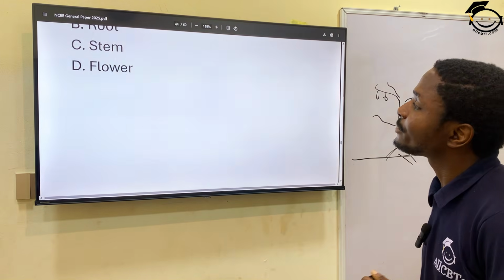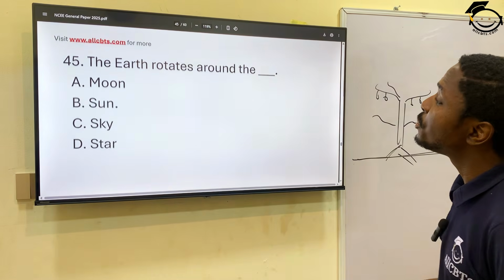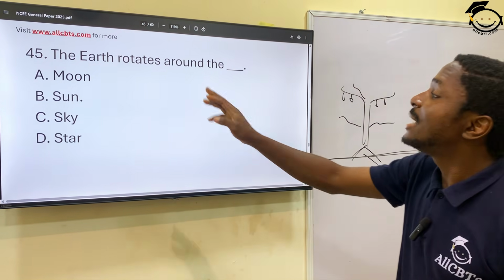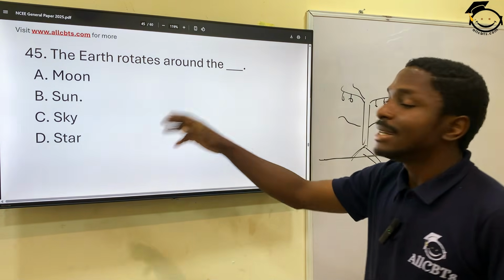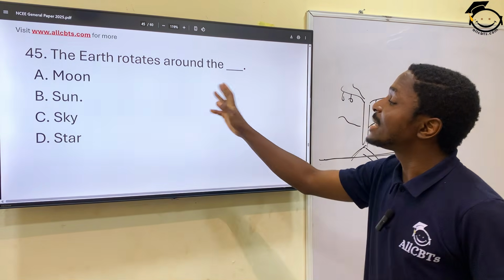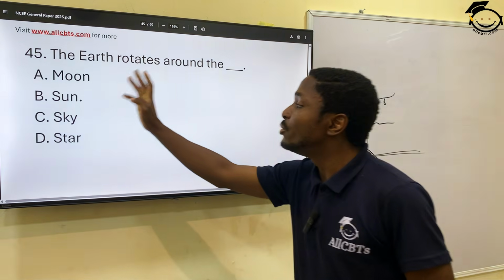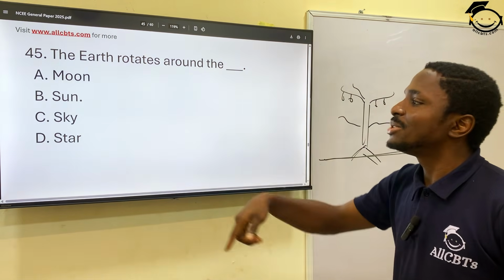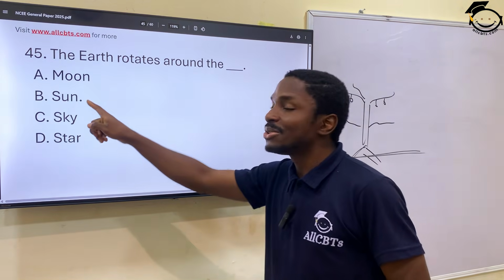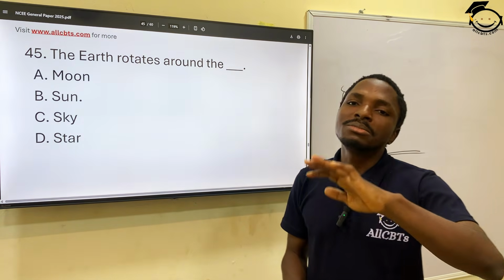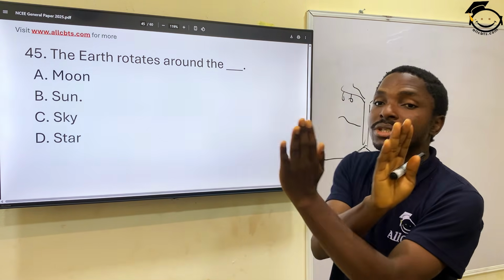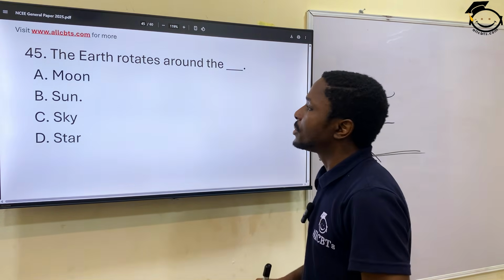45. The earth rotates around the dash. We have the moon, the sun, the sky, the star. The earth is rotating around the sun. That's why sometimes you have day or night, okay, because the earth is constantly rotating around the sun.